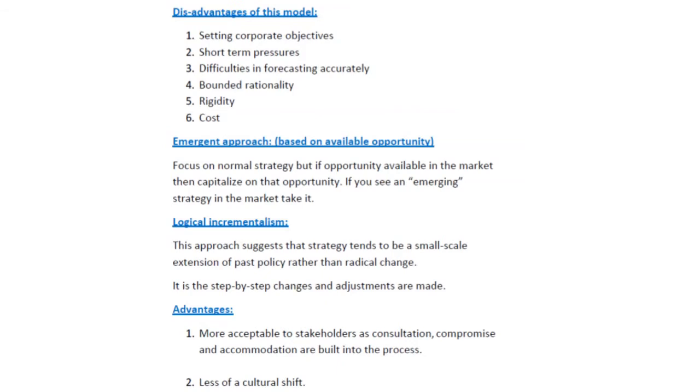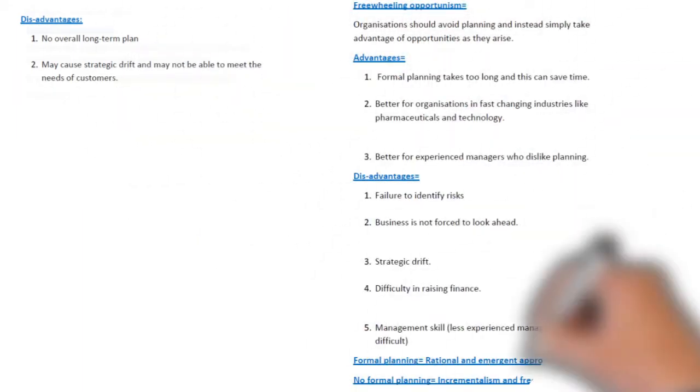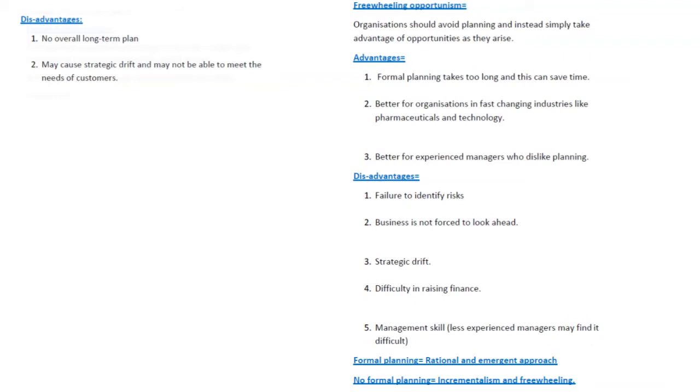So for your organization, if you want to suggest step by step, small improvements, you can choose the logical incrementalism method. The advantages are it's acceptable to stakeholders because there is no real change, so they are not surprised. It's small changes. It's less of a cultural shift. That's right as well. There are disadvantages also. So the disadvantages are that there is no overall long-term plan. You're only looking year after year. It may cause a strategic drift for your organization, which is not really good.